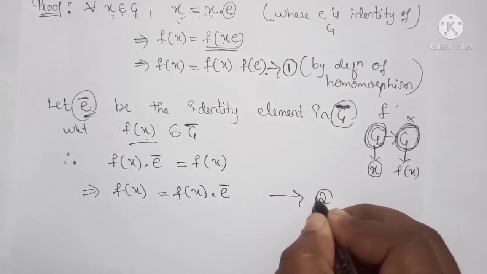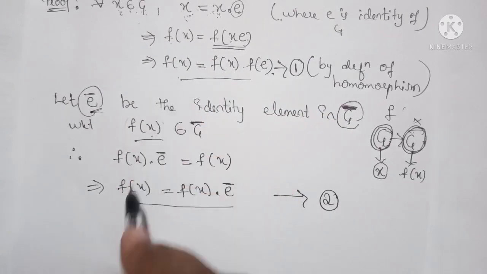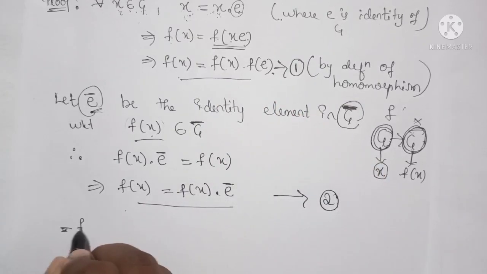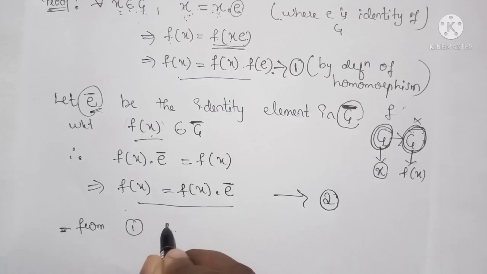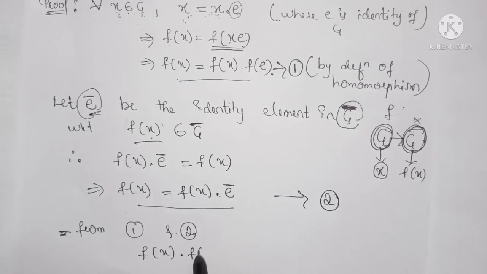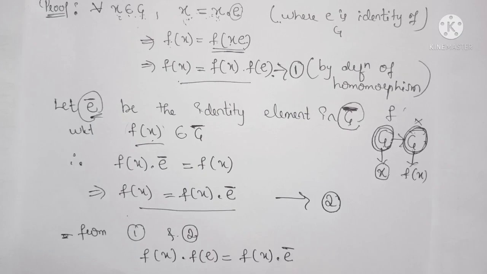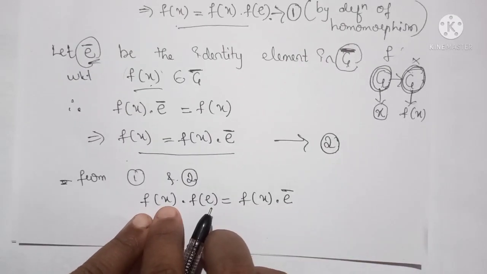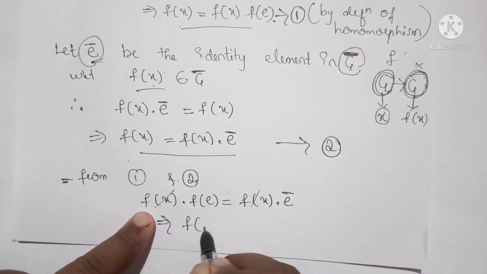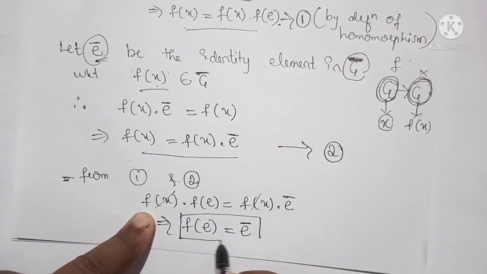Consider this as equation 2. Now you can observe that from equation 1 and 2 the LHS are the same, so we can equate the RHS part. That is, from 1 and 2 we can write f of x dot f of e is equal to f of x dot e bar. Now here, from the left cancellation we can cancel these two. We can directly write it as f of e is equal to e bar. So this is our first proof.